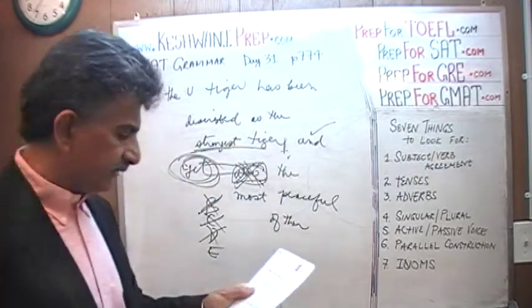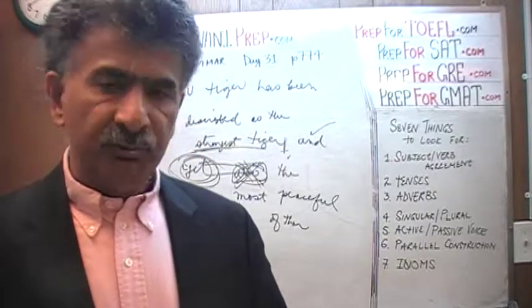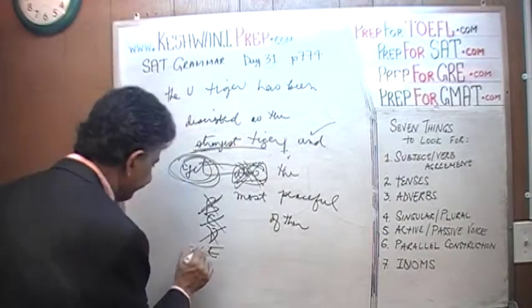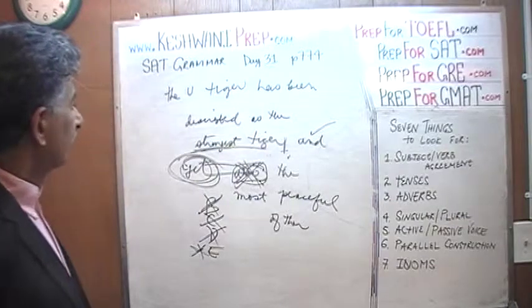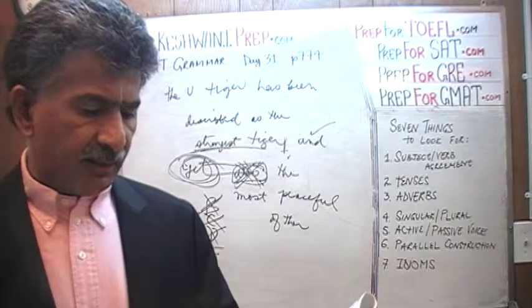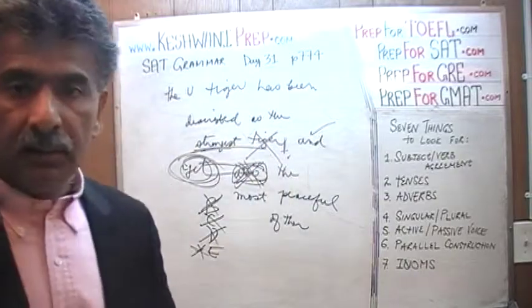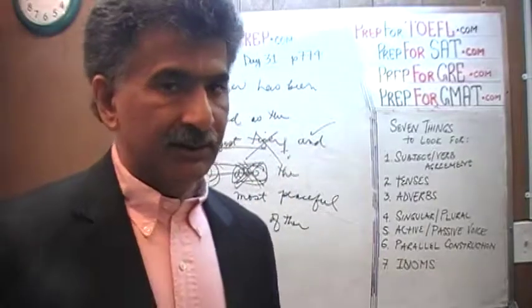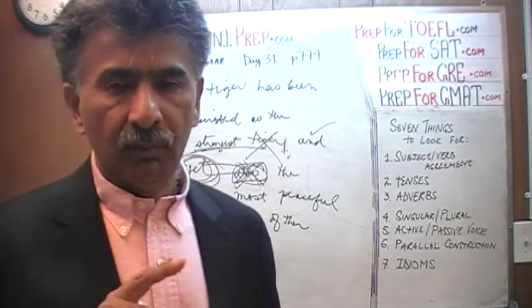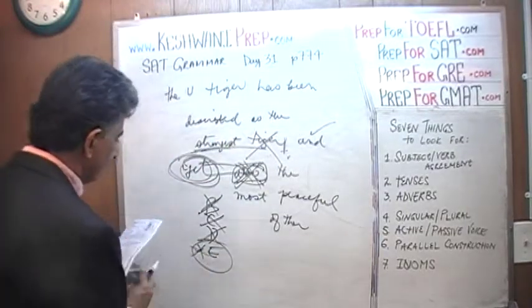That's not good. And E says he is the strongest and yet the most peaceful of all tigers. Most peaceful of tigers. Answer is E. The tiger has been described as the strongest. Oh, we don't need the word tiger. He has been described as the strongest and yet the most peaceful of all tigers. The answer is E. Let's look at number 3.